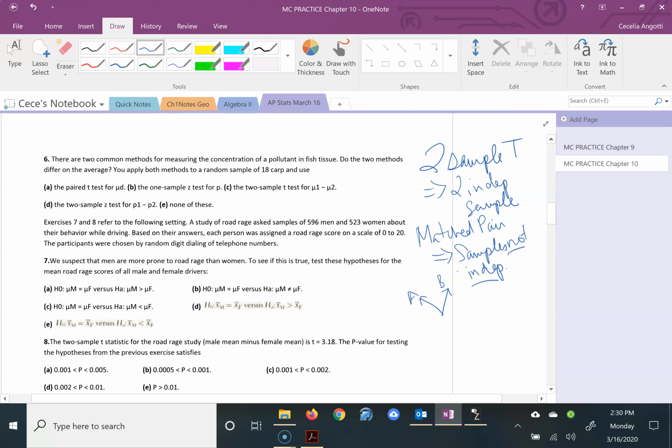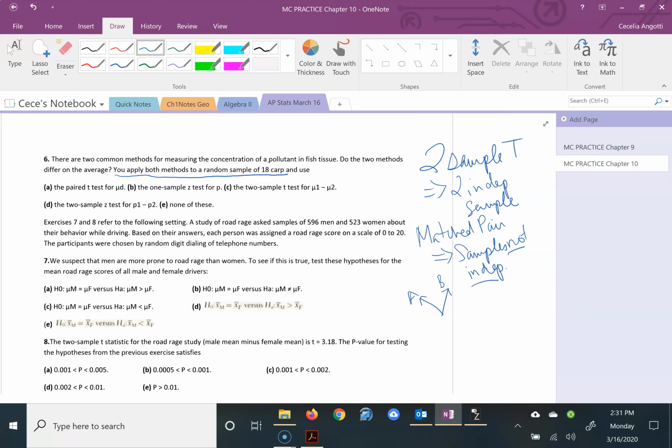So if you read number 6, it says there are two common methods for measuring. Do the two methods differ? You apply both methods to a random sample of 18 carp. So that's telling you that the fish are both going to do the same treatment.